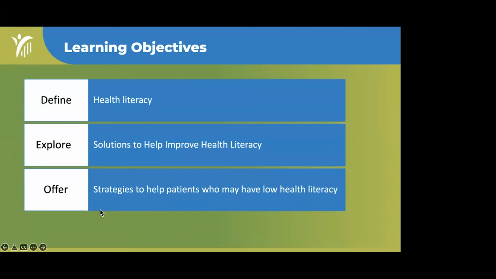So again, the topics we're going to cover today: what is health literacy? So we're going to define health literacy, personal and organizational health literacy to be exact. We're going to explore solutions to help with the improvement of personal health literacy by looking at the culturally and linguistically appropriate services standards, also known as CLAS. And then we're going to offer strategies to help patients with low health literacy. We're going to learn who is at risk. We're going to talk about plain language, the definitions and techniques about plain language. And we are going to talk about assessing patients' health literacy levels.